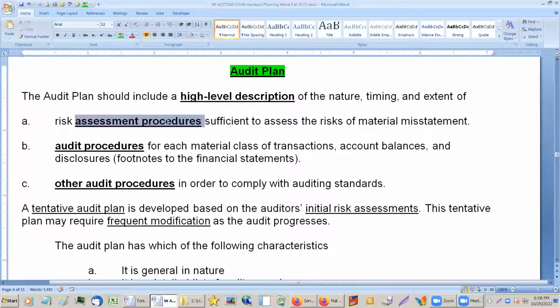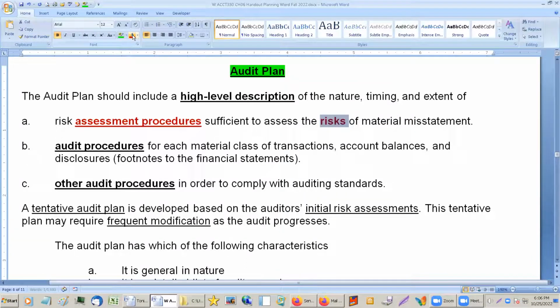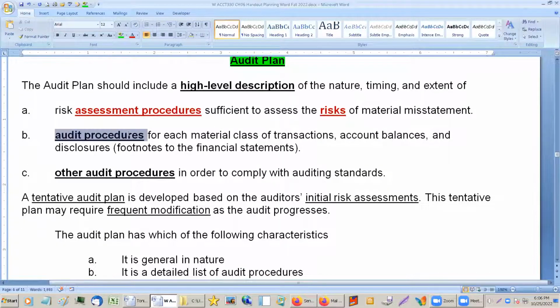So we have assessment procedures. And assessment procedures are to see where the risks are. So we're really looking for what could go wrong. Now, once you figure out what could go wrong, this is what could go wrong. Down here for B, you say, okay, well, what do we do? What audit procedures, what do we actually do to see if these things went wrong?